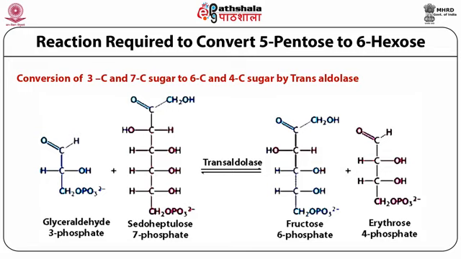The following figure shows the reaction required to convert 5-carbon pentoses to 6-carbon hexoses. Again, transaldolase catalyzes transfer of 3 carbons from pseudoheptulose 7-phosphate to glyceraldehyde 3-phosphate to form erythrose 4-phosphate and fructose 6-phosphate.